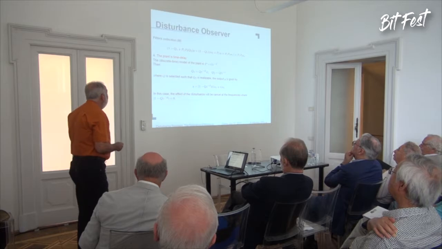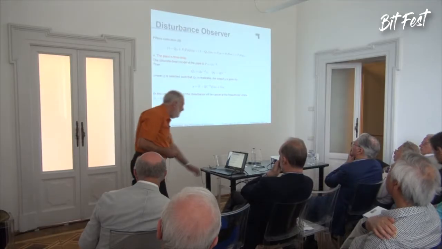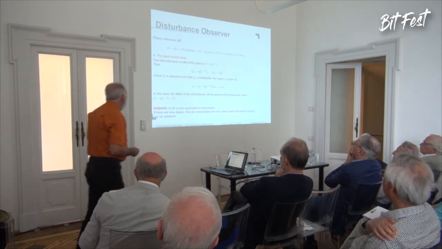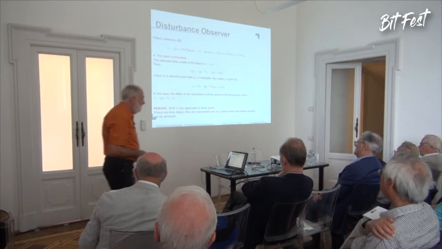We can also deal with time delay plants, but in that case, the filter is like this one. And then we can cancel the effect of disturbance, but we cannot cancel the effect of the delay. So as a conclusion, in the disturbance observer approach, it's only applicable to nonlinear plants, and if there are time delays, they are unavoidable, and only steady-state disturbance rejection can be achieved.